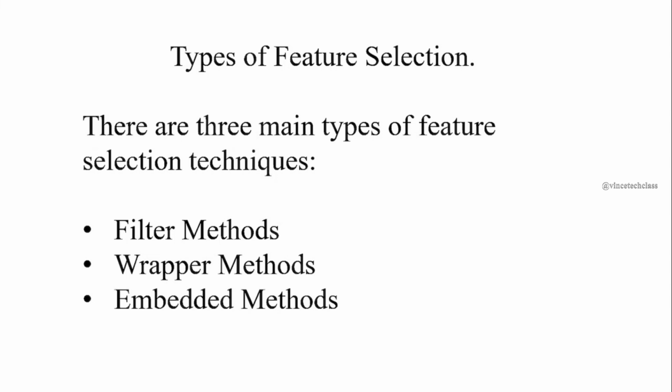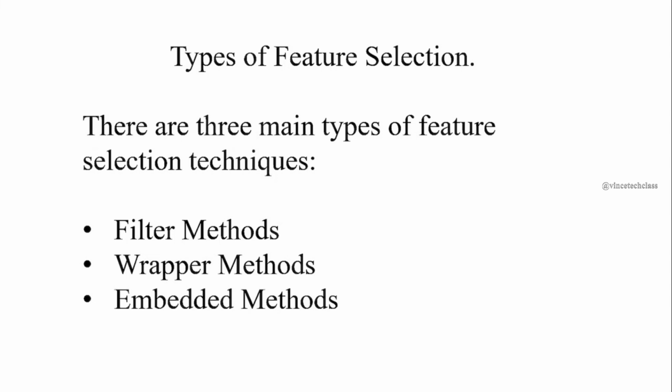Now, let's take the second one, wrapper methods. Wrapper methods use the predictive performance of a specific machine learning model to evaluate subsets of features. They involve training and evaluating the model multiple times with different feature subsets. Examples include recursive feature elimination and sequential feature selection.